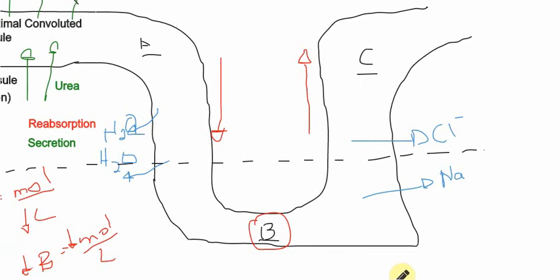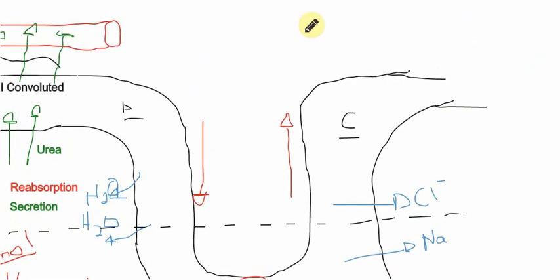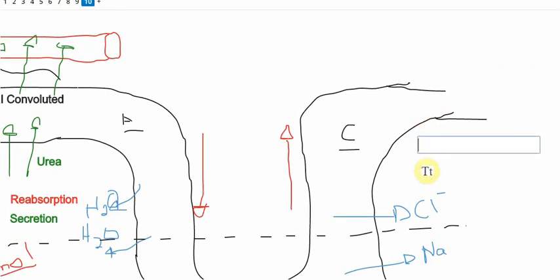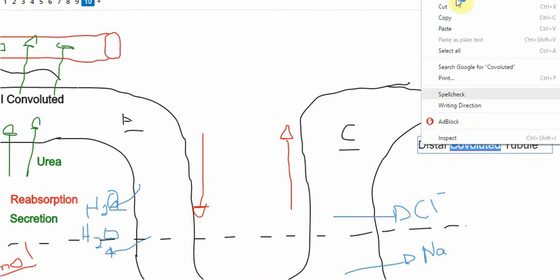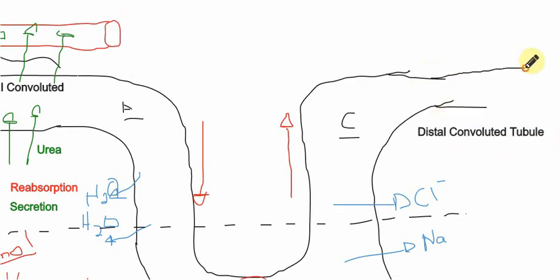Okay, so moving on, we have what's referred to as the distal convoluted tubule. Oh, I spelled that wrong, convoluted tubule. Same thing as the proximal convoluted tubule, we're going to get secretions and there's going to be reabsorption, but one of the main things you should know about the distal convoluted tubule is that this is where aldosterone is going to come and act.